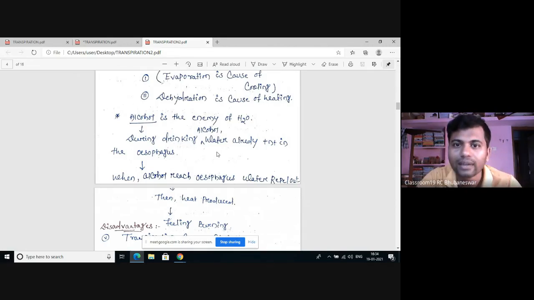So the plant cannot avoid transpiration to survive. Though transpiration has disadvantages, the plant cannot live without transpiration. If the plant stops transpiration, the plant body temperature cannot be controlled, water absorption cannot take place, and distribution of food material cannot occur. So transpiration is a necessary evil.